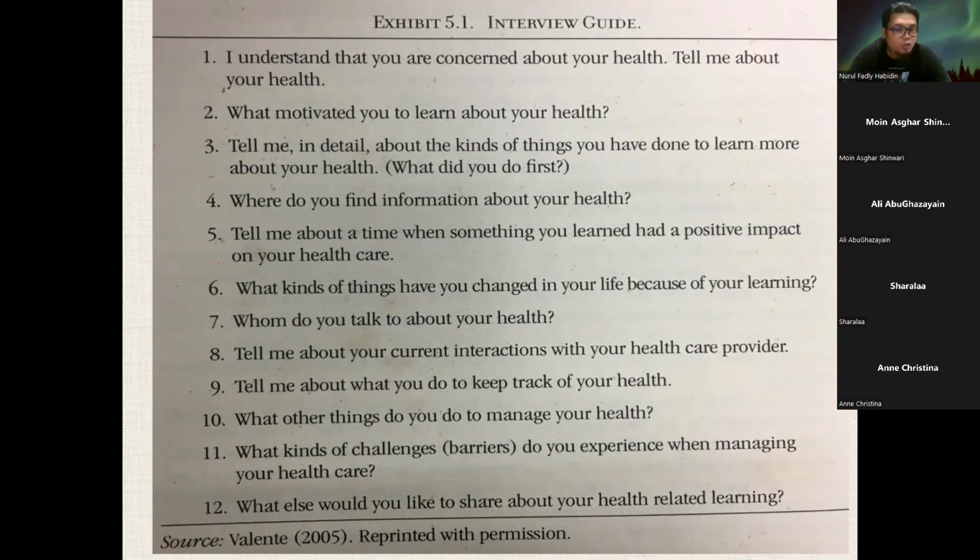What other thing do you do to manage your health? What kind of challenge or barrier do you experience when managing your healthcare? What else would you like to share about your healthcare-related learning? Okay, you can see how the interview guide is structured.